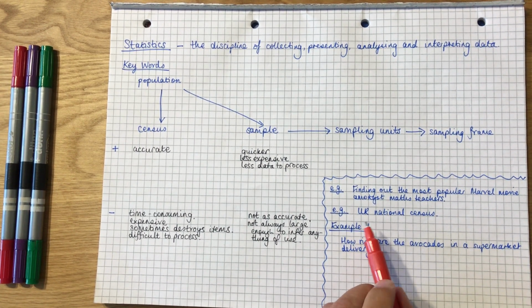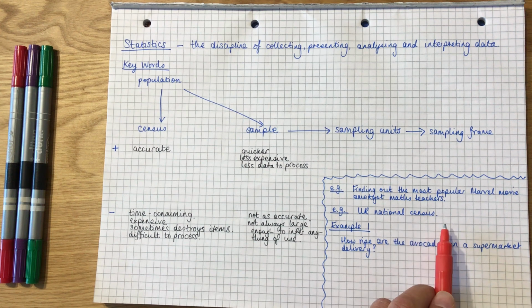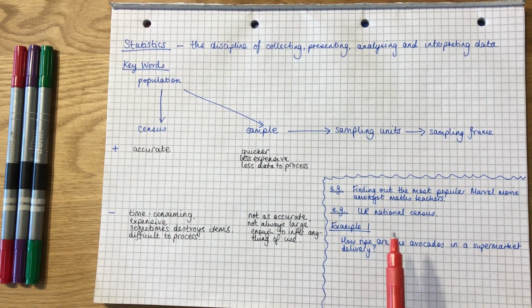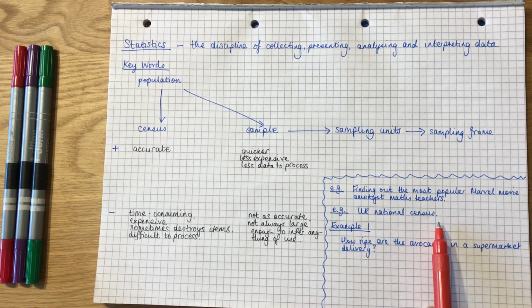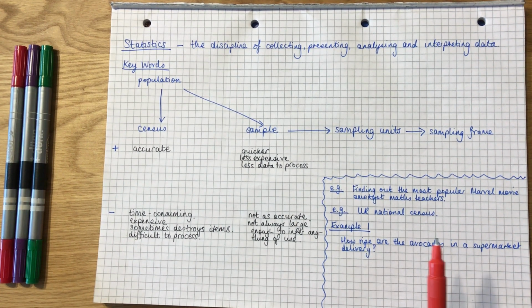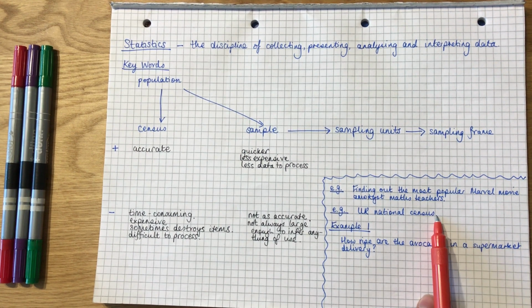Now, let's take another example. Every 10 years, starting from 1801, the UK has done a national census, apart from 1941 because of World War II. So the UK national census is where every household in the country gets sent a survey to fill in so that the government can find out what we're all like, what kinds of family groups we live in, how big our households are, what religions we have, all sorts of things they want to know about us, and they do it through a census.